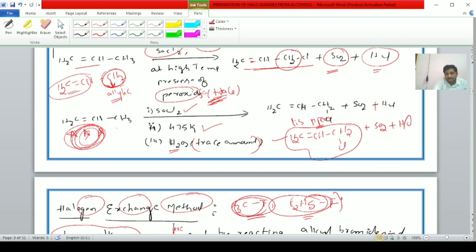In the examination, they will ask CH2 double bond CH CH3. First reagent thionyl chloride, second reagent 475 Kelvin, and third reagent hydrogen peroxide within the bracket trace amount. Hence, the product formed is allylic chloride. It is the allyl chloride, student. It will be the allyl chloride. CH2 double bond CH, CH2Cl is the allylic chloride.